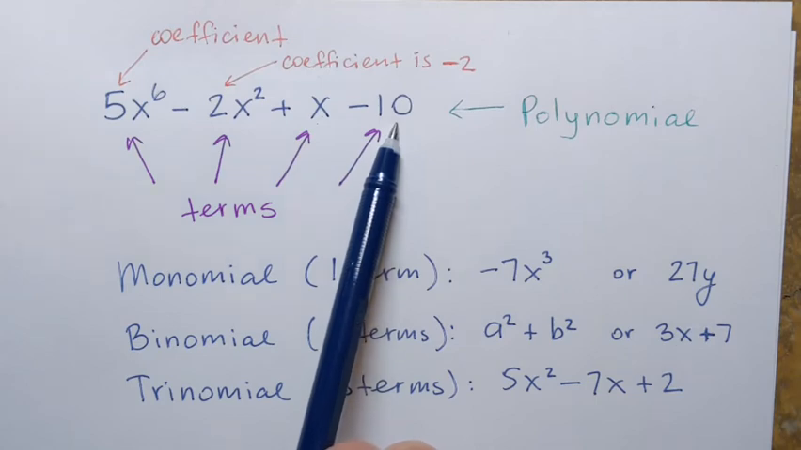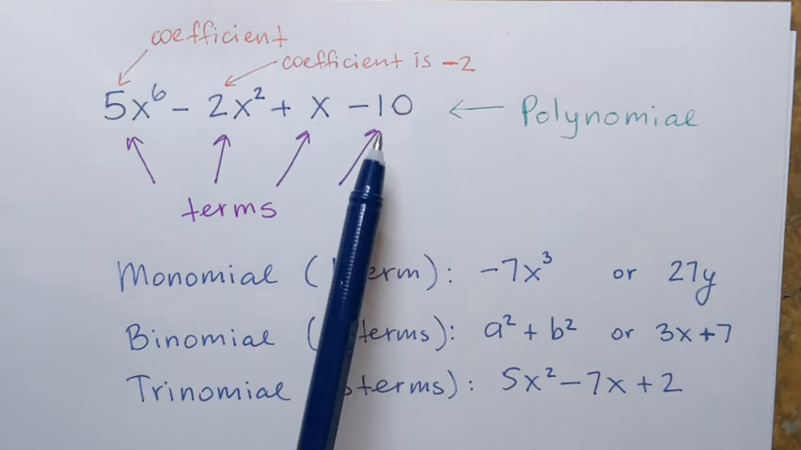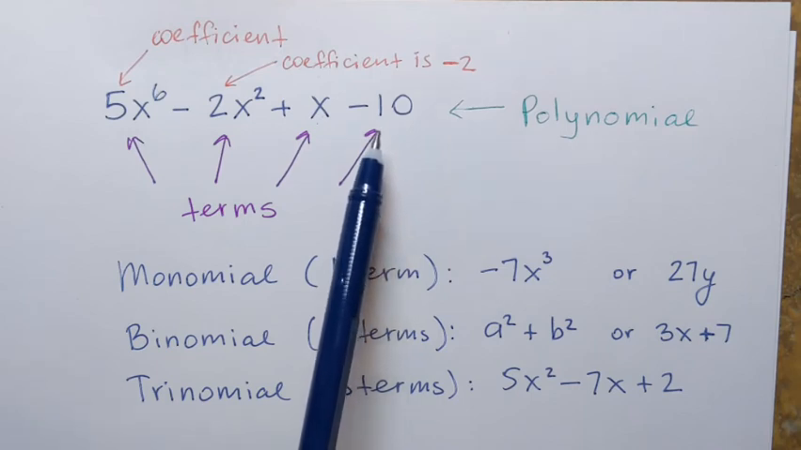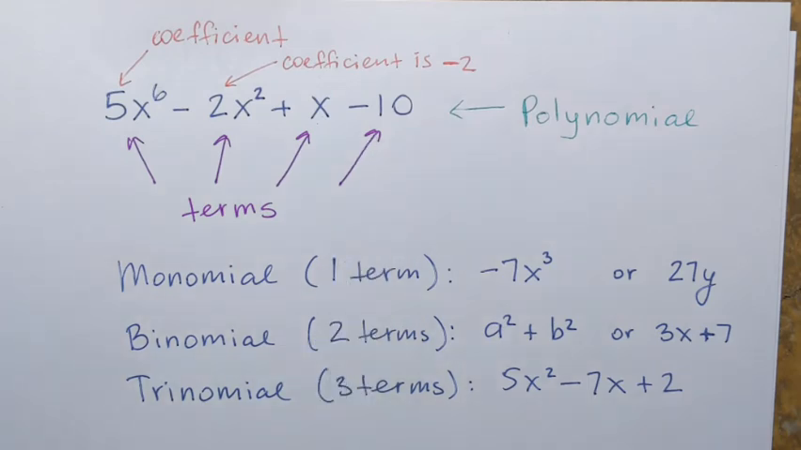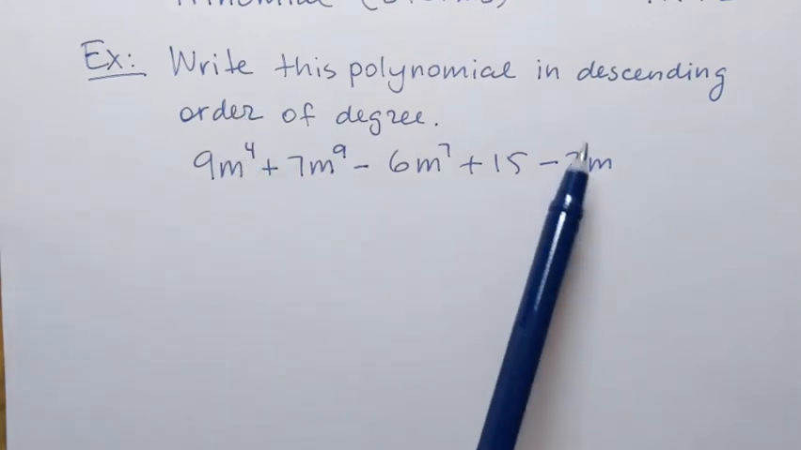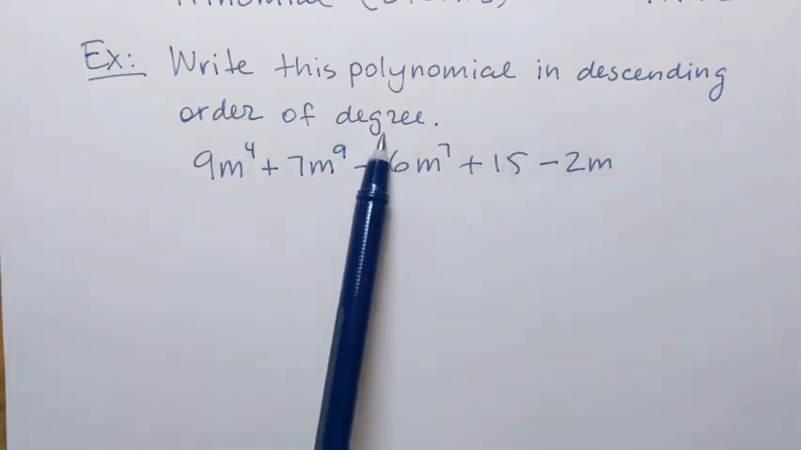And sometimes when you do an example or problem with polynomial, it's asking you to write your answer in descending order of degree. So the descending order of degree, that's when you start with the greatest power, the greatest degree, and then put them in order until the lowest degree. So let's just do an example. So I wrote this example. Write this polynomial in descending order of degree.